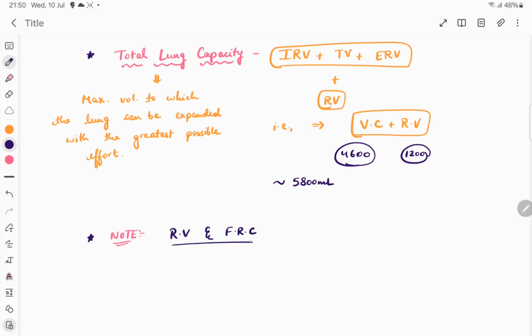Here is an important thing to note. Residual volume cannot be measured using spirometry. So neither the FRC can be measured. So they are indirectly measured using the helium dilution technique.